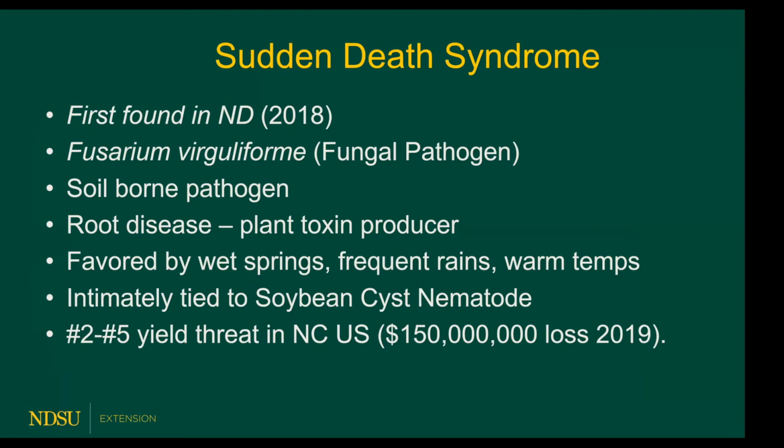It causes a root disease. So it's really a root rot pathogen, but what makes it unique is it produces a plant toxin, and the toxin is what kills the soybean. Now, to get sudden death, you need wet springs. You need a little water after planting. You need it warm, relatively warm. And then if you rain a bit in August, periodically, it'll make it a lot worse. And it is intimately tied to SCN. And in areas where they have both, and they have good levels of both, it'll take a lot of yield. It's considered always the top 5 yield threat in the north central states in the US.